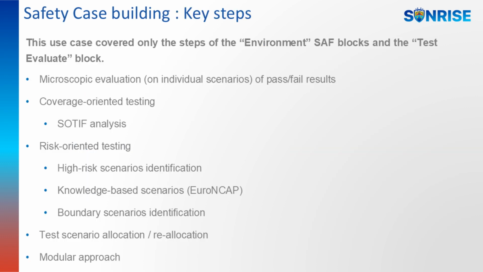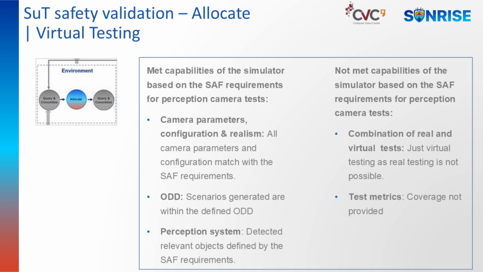This use case illustrates the safety test case by building safety evidence through microscopic evaluation on individual scenarios using binary pass-fail criteria. For the safety argumentation, test scenario allocation, co-simulation framework execution, coverage-oriented testing including SOTIF analysis, risk-oriented testing including high-risk and boundary scenarios identification, and knowledge-based scenarios are considered. This video shows several demos of different partners.